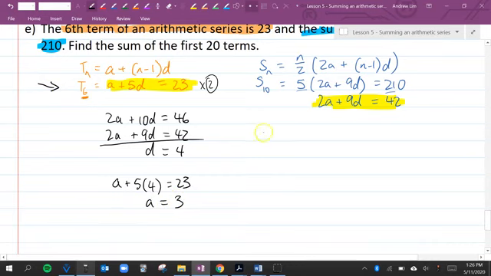Alright, so the sum of the first 20 terms, let's answer the question now, is equal to n on 2, 20 on 2, because that's n now. 20 on 2 is 10. 2a, this is a, so 2 times 3 is 6, plus n minus 1, remember this is n, 19 times d, d is 4. Put that in our calculator, and we will get an answer of 820.